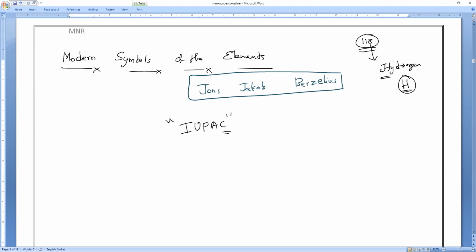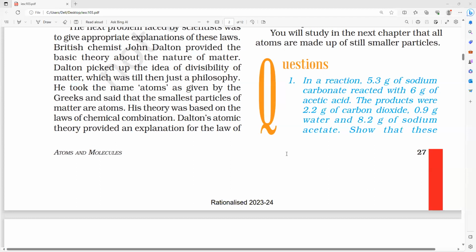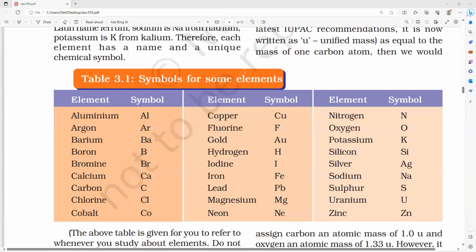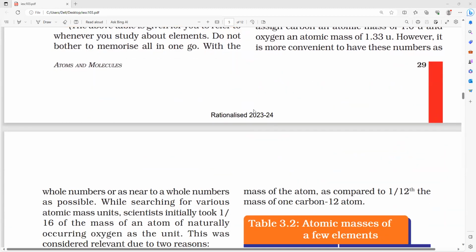Now, I already told you and showed you in our book also the symbols. Whatever elements are possible, try to learn the maximum number of elements. If possible, learn at least the first 30 elements, up to zinc. Zinc is atomic number 30. So try to learn at least up to 30 elements with their symbols. It's very, very important. Here they have given some random elements, but at least 30 elements everybody has to learn without fail.